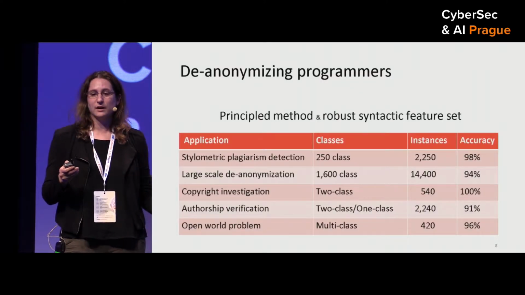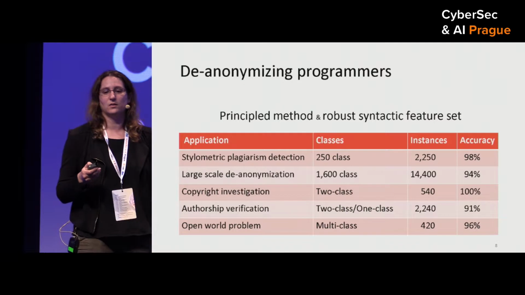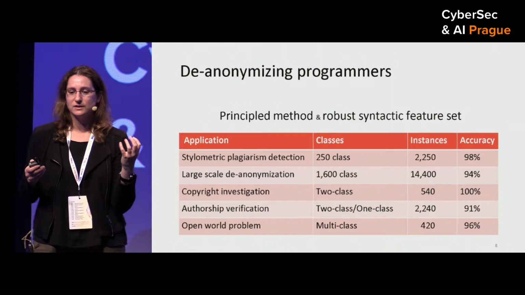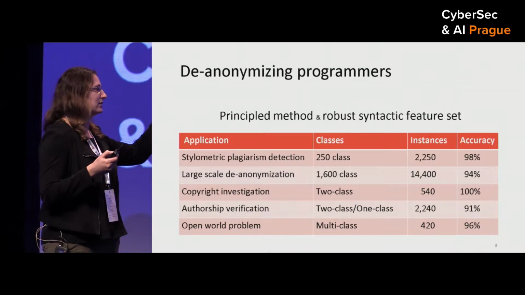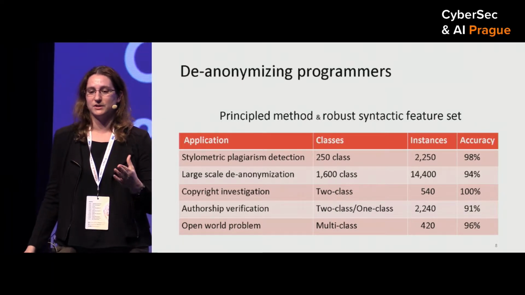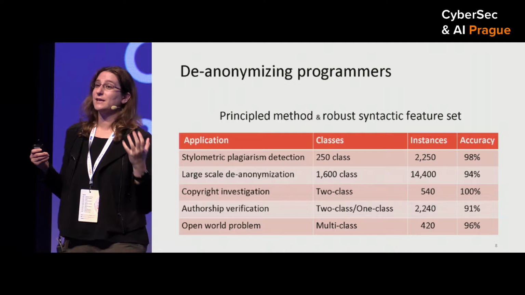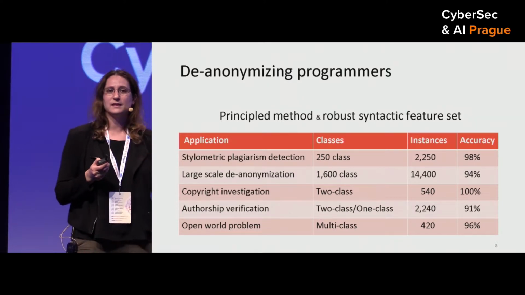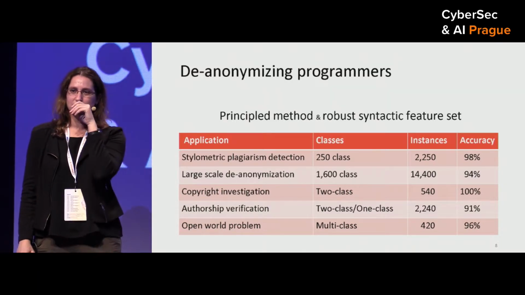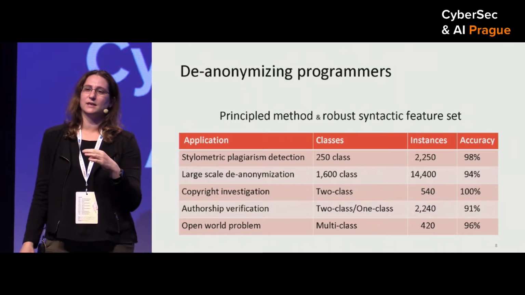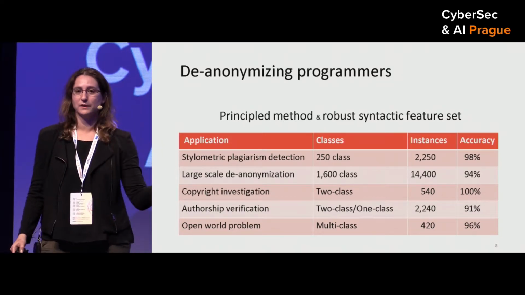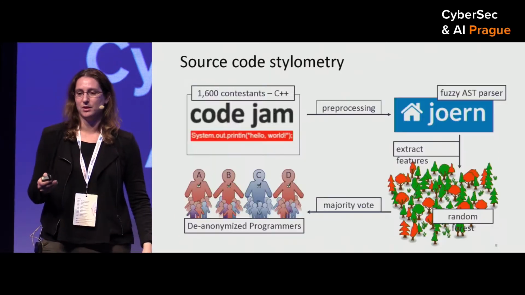So how well does it work? It works pretty well. On a smaller problem where you have, say, 250 programmers, sometimes you can get 98% accuracy. If you scale that up to 1,600 programmers, it drops down to 94%. So it degrades pretty gracefully in this sense. This is from work published in USENIX in 2015, and at the time this was increasing both the accuracy and the scale by about an order of magnitude in terms of work that had been done previously on this type of problem.